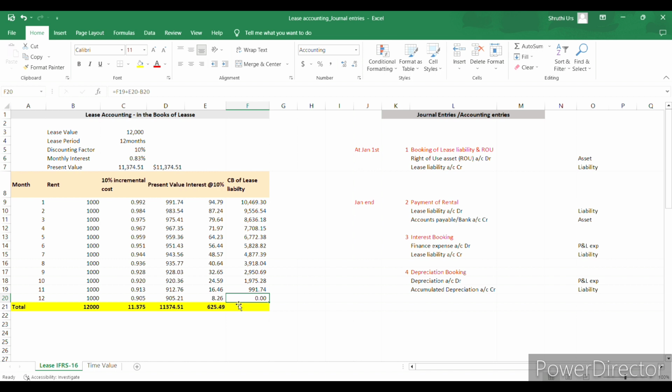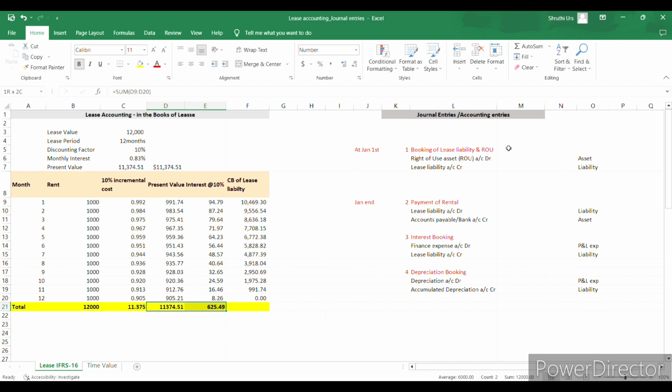So the first check is your closing balance of lease liability should be 0 at the end of the lease term. The second check is your present value total plus the interest total should be equal to your lease value. So in my example it is 12,000 and my present value and the interest has become 12,000. So it says that the calculation is good.